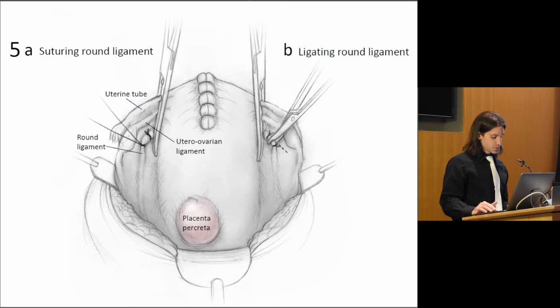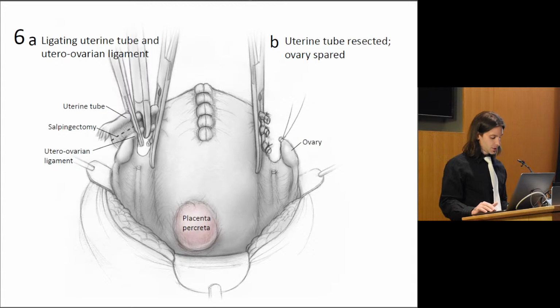First, long Kelly clamps are placed on the cornua of the uterus. The round ligament is suture ligated and divided. A window in the broad ligament is created. In Figure 6, the uterine tube and uterovarian ligament are suture ligated and divided with a ligature. A salpingectomy along the dashed line resects the uterine tube. Figure 6b illustrates how the ovary is spared.